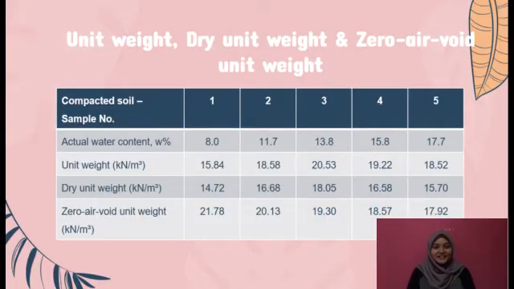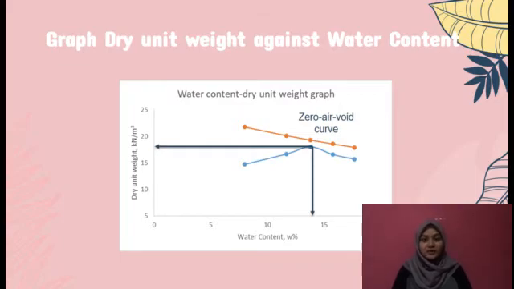This is the unit weight, dry unit weight, and zero air void unit weight table. Before that, we must change wet density and dry density to become unit weight and dry unit weight by using a specific formula. This is a graph of dry unit weight against water content. The zero air void curve is also given there. The zero air void curve and the dry unit weight against water content curve do not intersect. Thus, the graph is valid. From this graph, we will get the optimum water content and also the maximum dry unit weight.